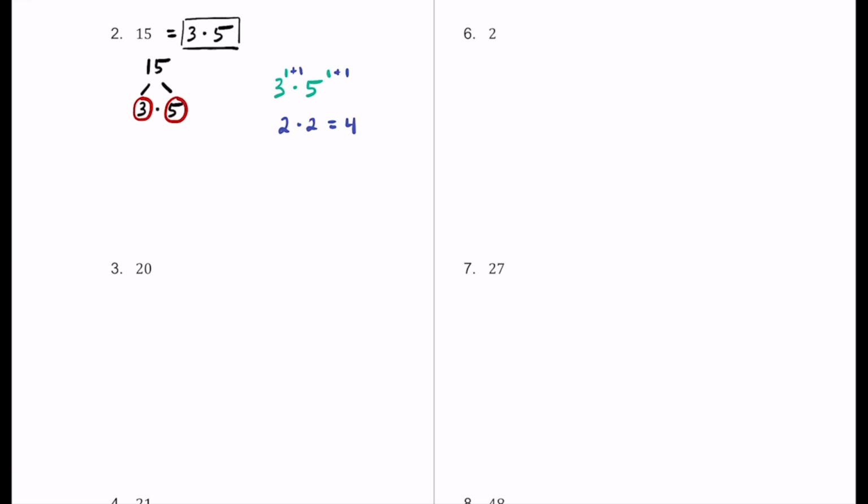Which means that the number 15 is going to have exactly 4 factors. All right, so that's the number of factors that 15 has, this nice little shortcut that we can use using the prime factorizations and adding 1 to each of their exponents.